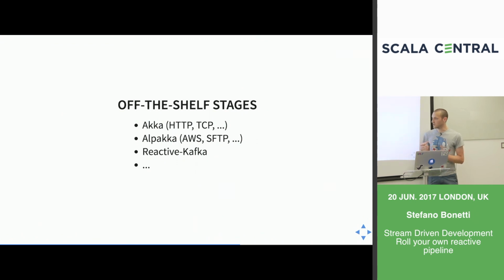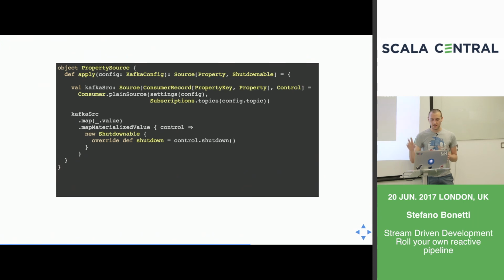If you want to deal with HTTP, for instance, or TCP, you go to Akka straight away. There's Alpakka, which is ever growing now, to communicate with any source or any sort of third-party dependency. And if you want to deal with a Kafka topic, then Reactive Kafka is definitely a good choice. Now, this is exactly what we used in this example here. So here, this is basically our source. We use Reactive Kafka, so we take this source off the shelf. And as you can see, we've wrapped this in an apply method. We put our type at the top, so we want the source to be a Source of Property and Shutdownable.